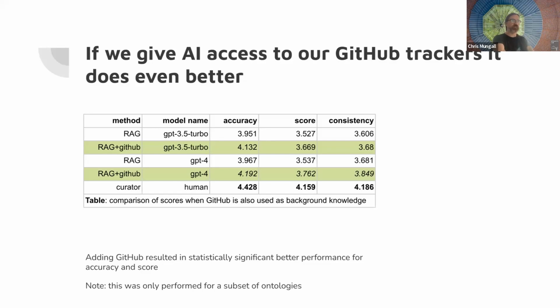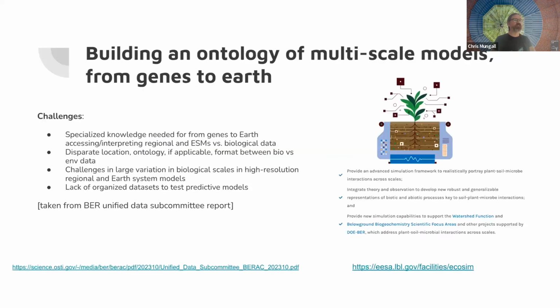For whatever reason, we don't see the same statistically significant improvement for consistency. But overall, it definitely seems that using GitHub as a background source can improve the performance of the definition generation.